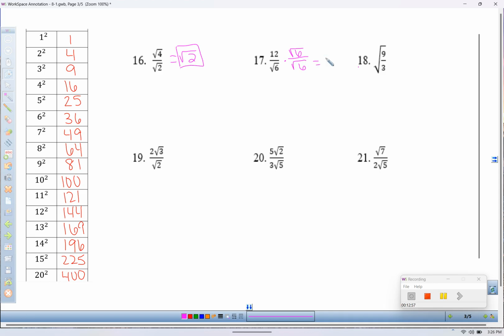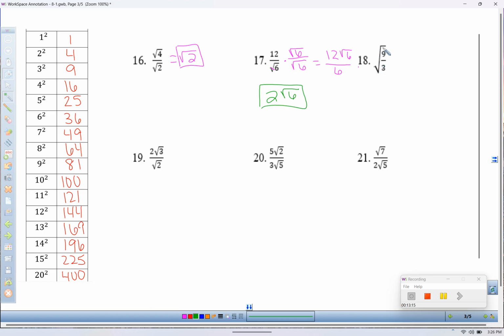So this is going to give me 12 radical 6 over, and remember the radicals just go away and it gives me 6. Now I'm going to look at this. Can it be simplified down anymore? And it can't, because 12 divided by 6 is 2, and then I'm left with 2 radical 6.